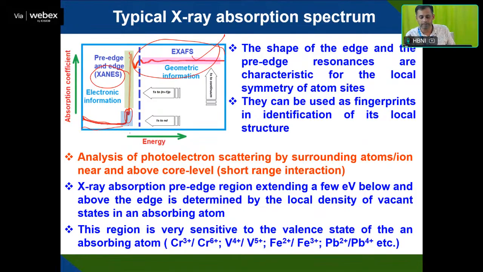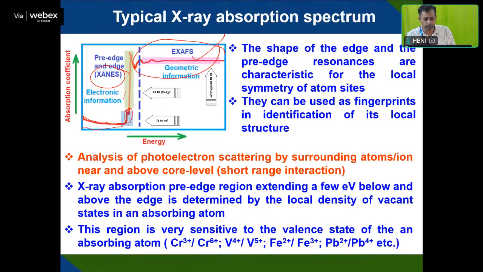The shape of the edge and of the pre-edge resonance are characteristic of the local symmetry of the atom. So whatever shape you get here will depend upon how the atoms are arranged in that system. So they can be used as a fingerprint to identify the local structure, to get information about the bond structure, bond length, coordination number, and neighboring atoms. This is the analysis of photoelectron scattering by surrounding atoms near and above each core level, the short range interaction. From that interaction, you are able to interpret the data.